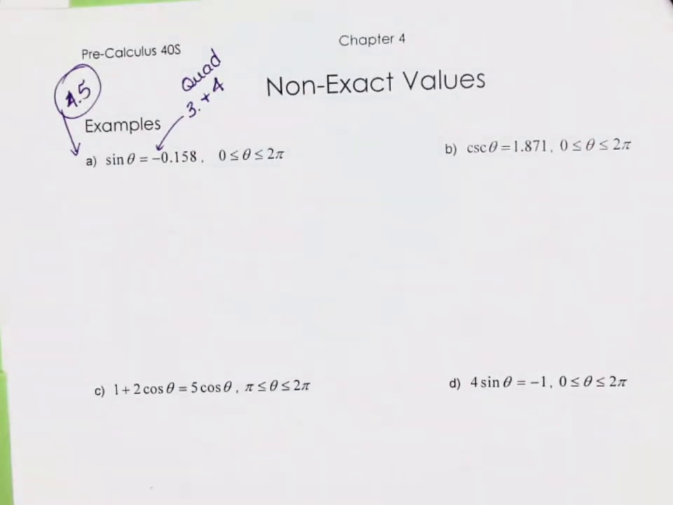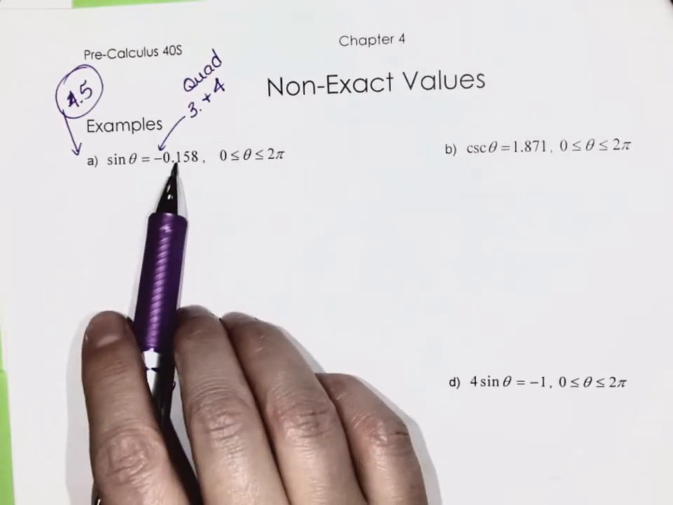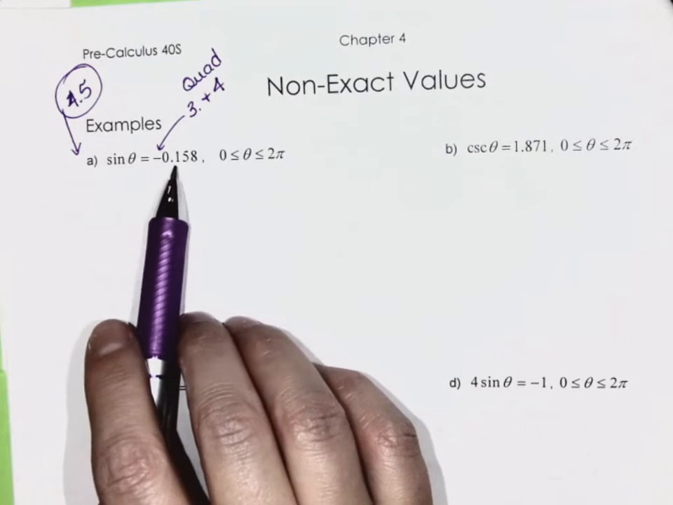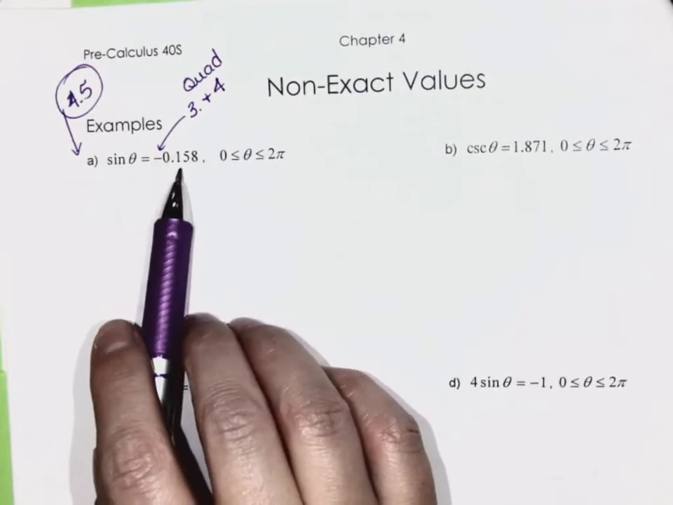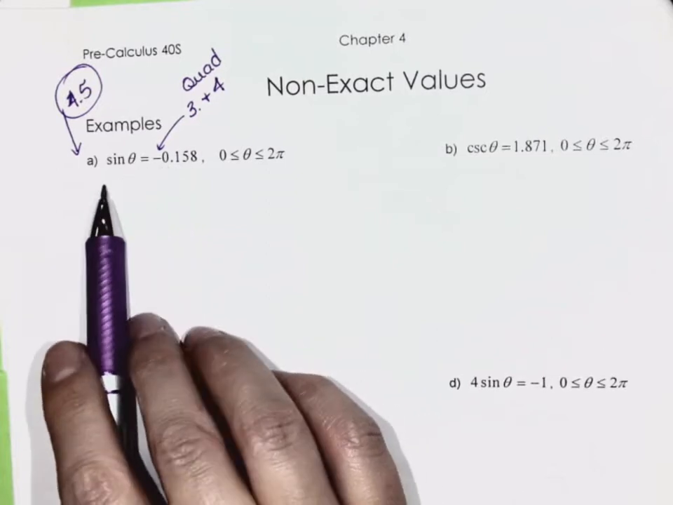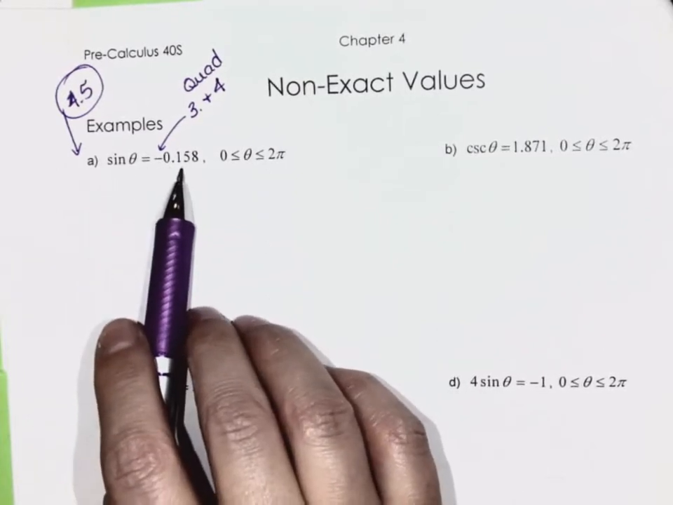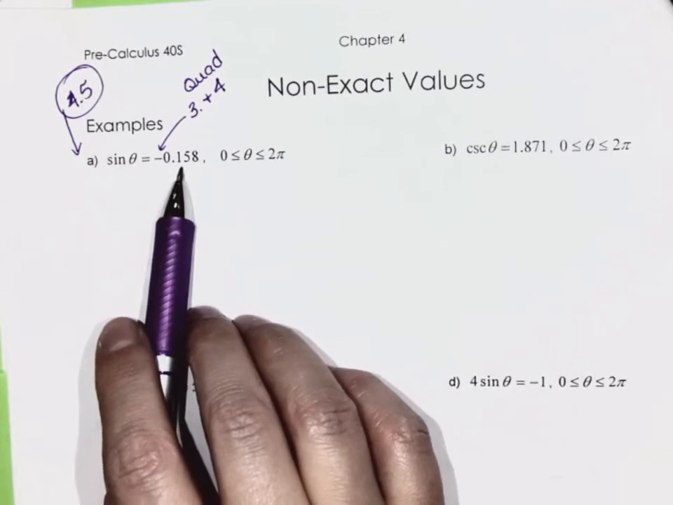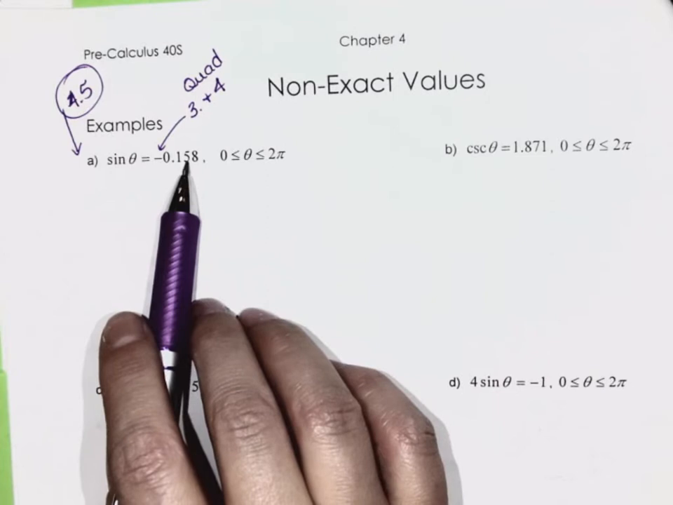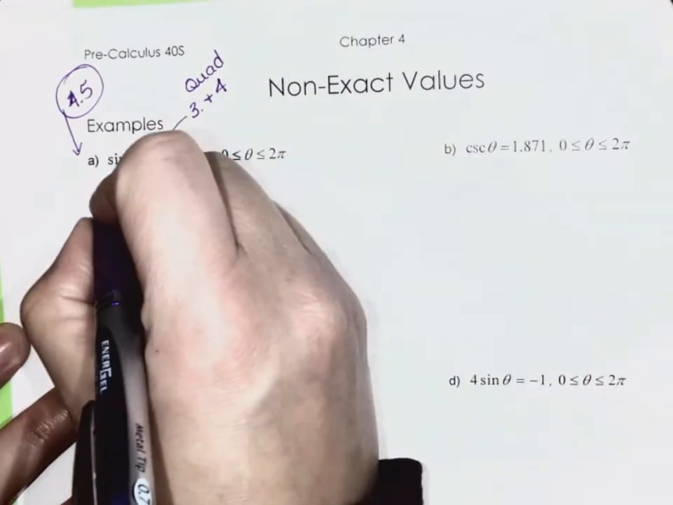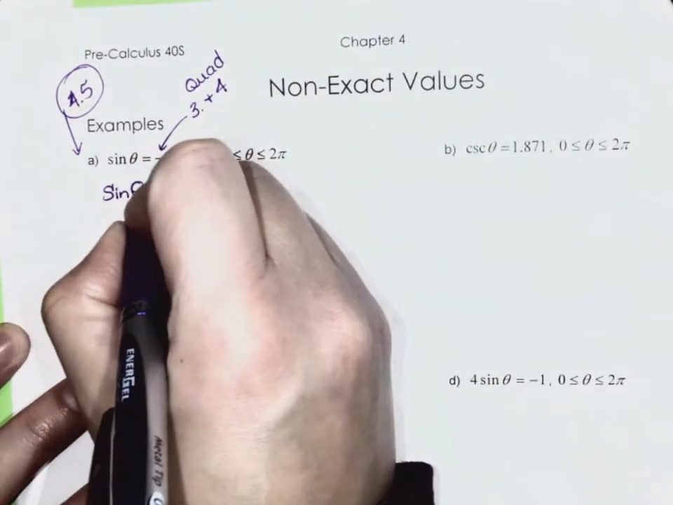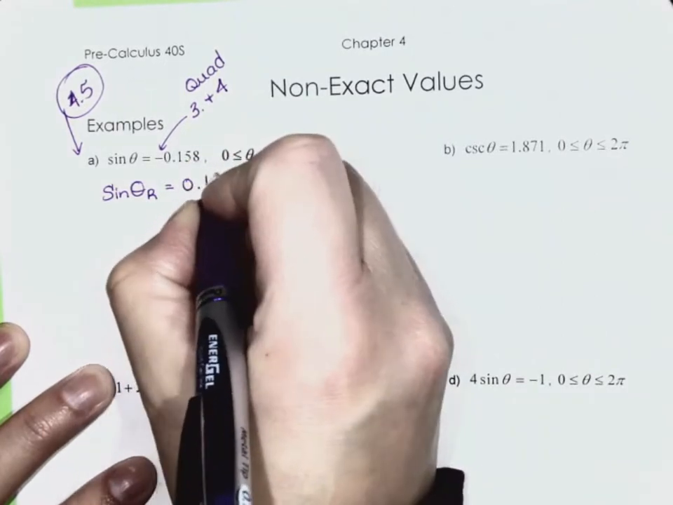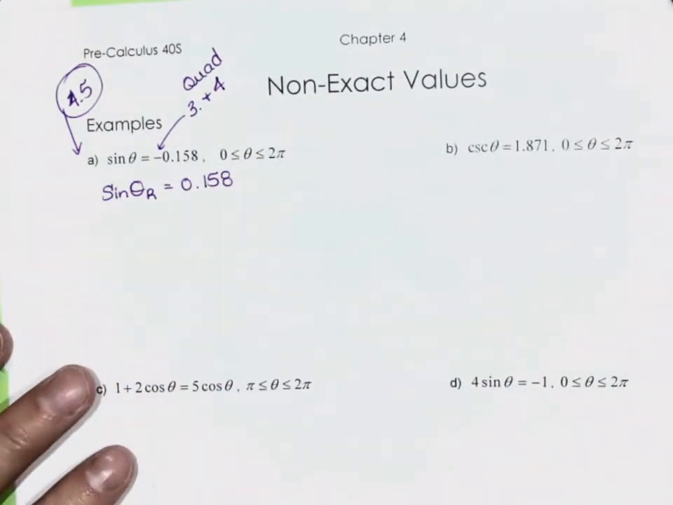So as soon as I see this, it's quads 3 and 4, I need to find the reference angle. Because if I put this into my calculator, it's going to give me the single answer in quadrant 3. And then I have no way of solving for the quadrant 4 one. So what we're going to do is find the reference angle. So sine theta of the reference angle, same decimal, it's just positive.